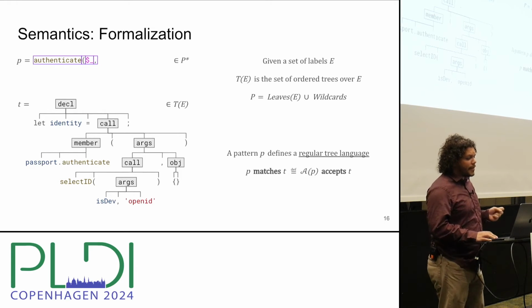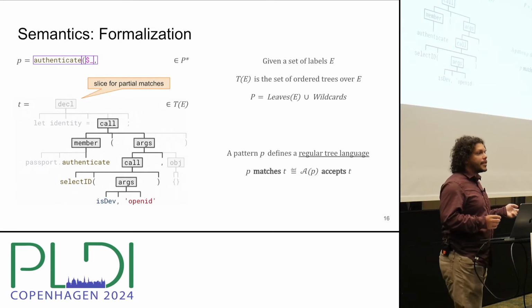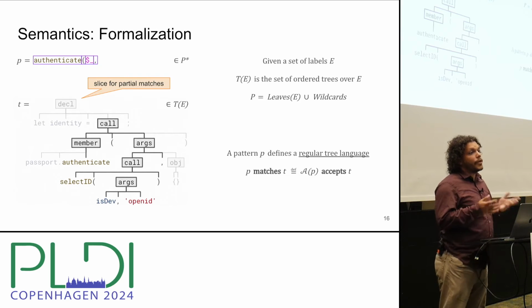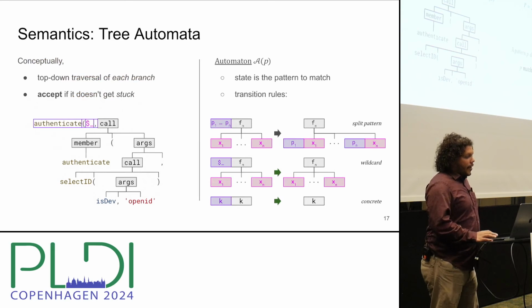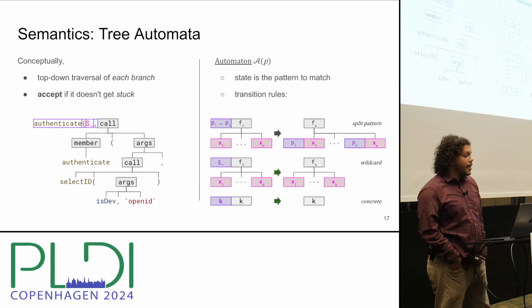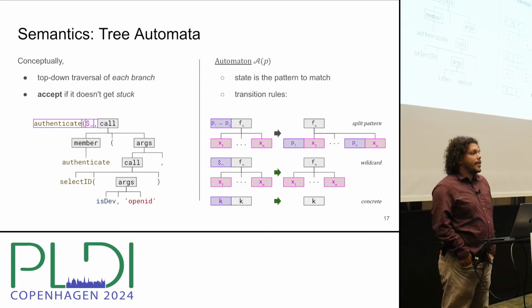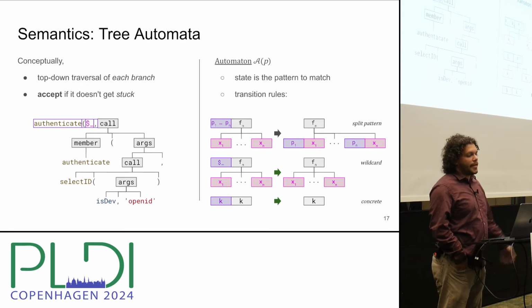I'll make a brief pause here to note that in order to support partial matches, we also have to support partial trees. But a slice of a tree is actually just a tree. So for the rest of this formalism, I'm just going to focus on matching an entire tree. Okay, so now onto the tree automaton. Conceptually, a tree automaton is just a top-down traversal of every branch of a tree. And we accept if it never gets stuck. And I'll go into that a little bit more in detail once I give an example.